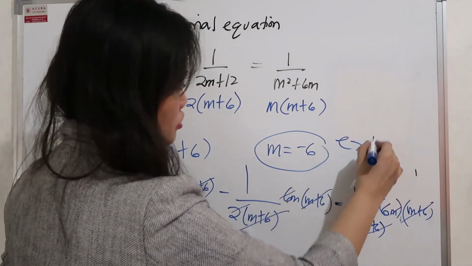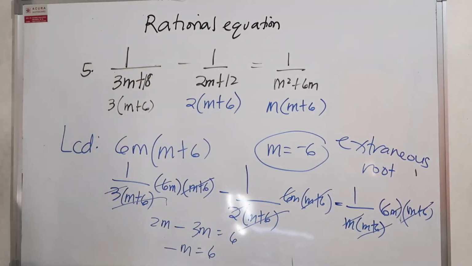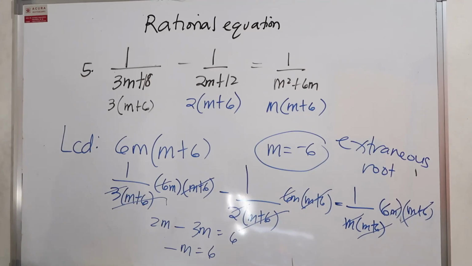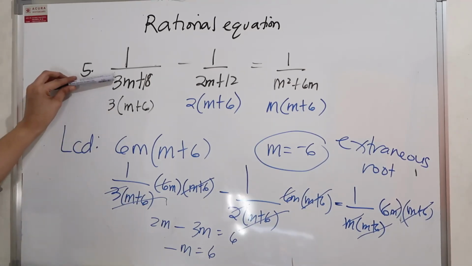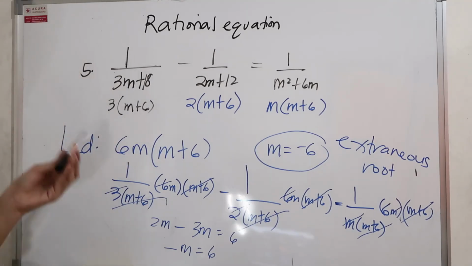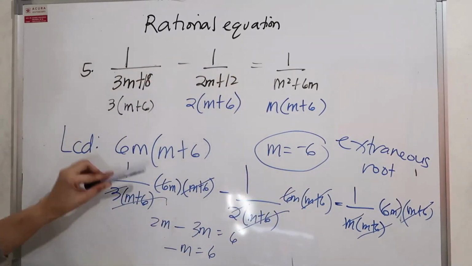Negative 6 is extraneous. Why is it? For example, 3 multiplied by negative 6, that will become negative 18. Plus 18, so you do have 0. So therefore, negative 6 is an extraneous root. So the whole solution, we call it an extraneous solution.